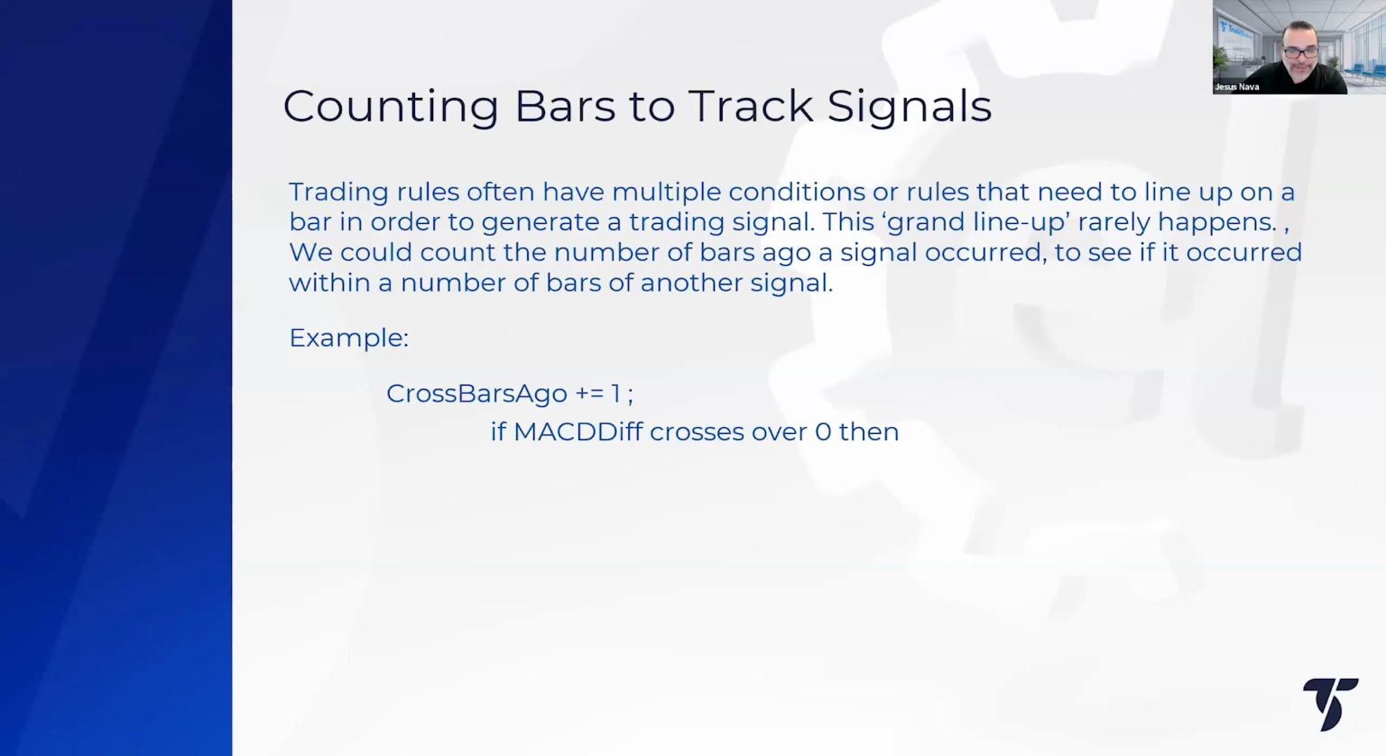So if the MACDiff, this is the MACD signal that is put into this example, crosses over 0, then cross bars ago equals 0. So when the event happens, we're going to set the counter to 0. And if MACDiff crosses under 0, then we're going to reset it to 0 as well.